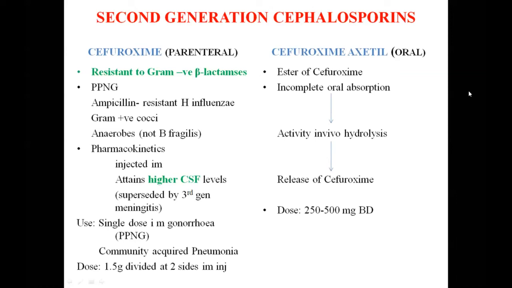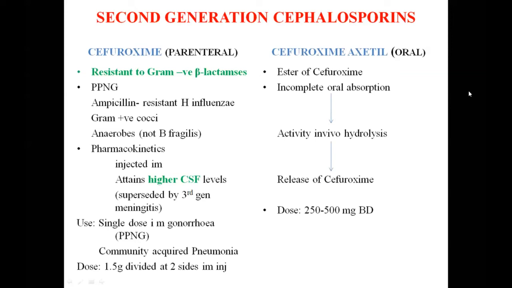So the pharmacokinetics: cefuroxime is injected intramuscularly, and it is found to have a good CSF level, but it has been superseded by the third generation cephalosporins like ceftriaxone, which are more preferred for the treatment of meningitis because they achieve even higher CSF levels than the second generation cephalosporins.